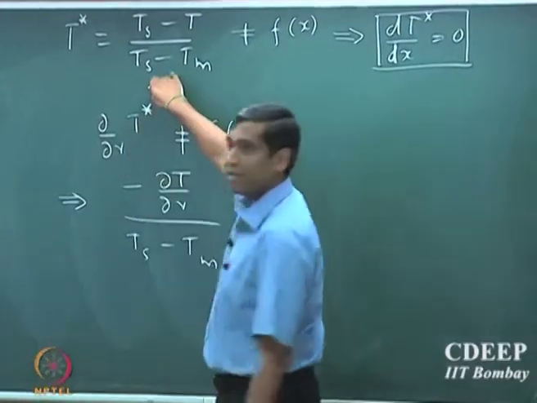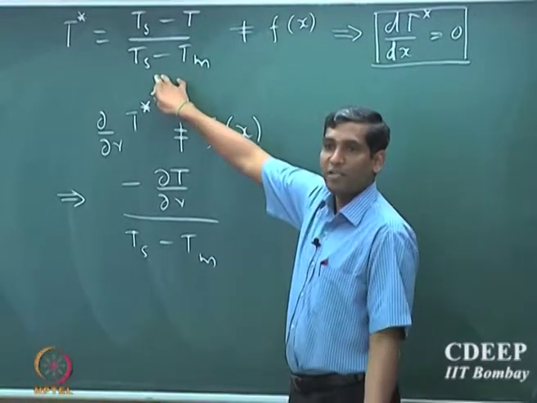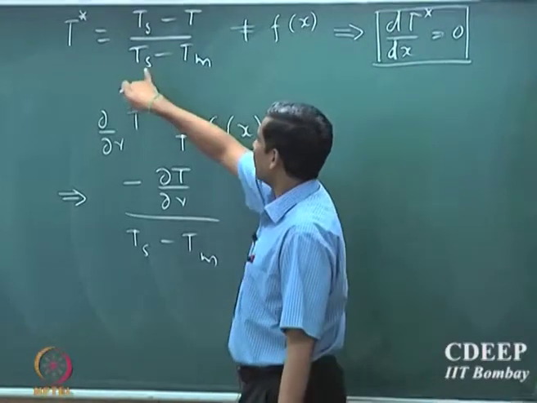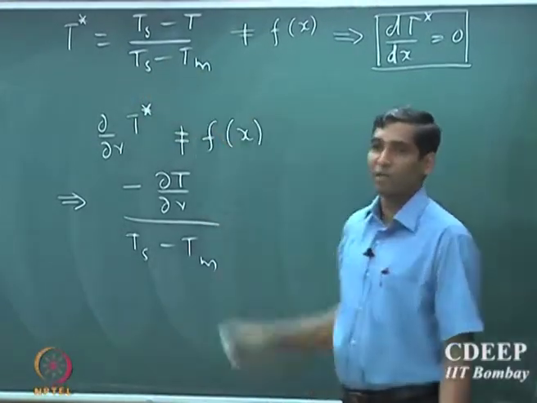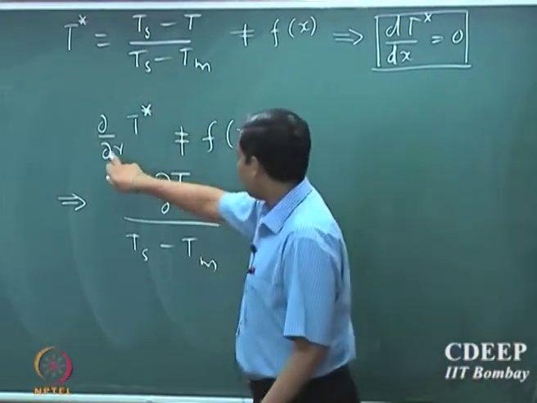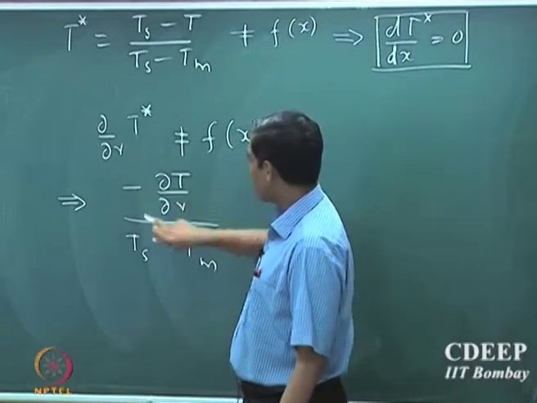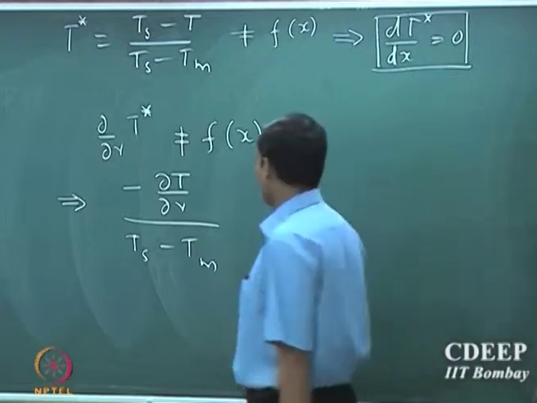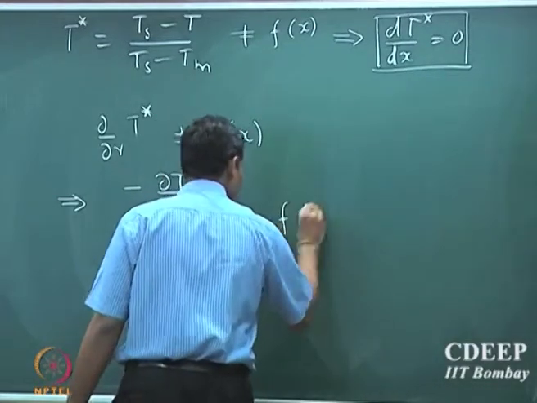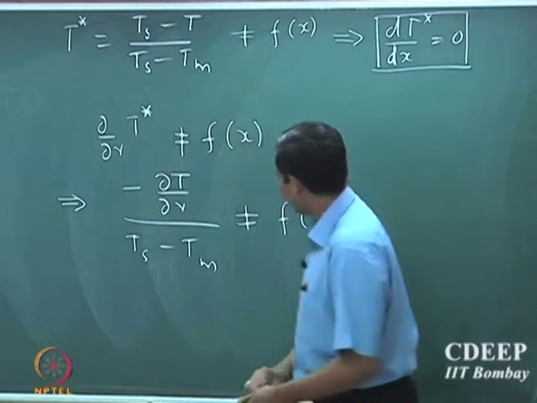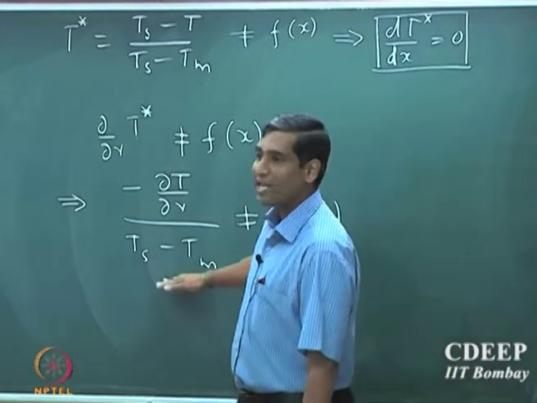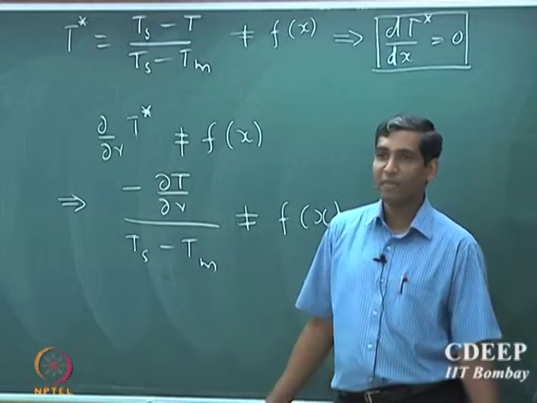All I have done is differentiate the dimensionless quantity. Ts is not a function of radial position, and Ts and Tm both are not functions of radial position. So dT star by dr is nothing but minus dT by dr divided by Ts minus Tm. So that's not a function of the axial position. What is this form? What is this ratio, minus dT by dr by Ts minus Tm?